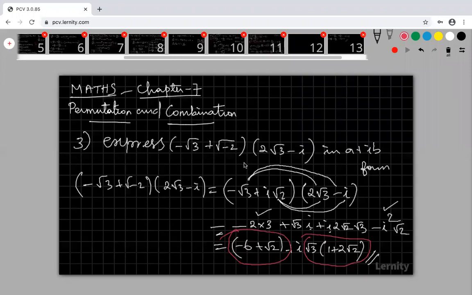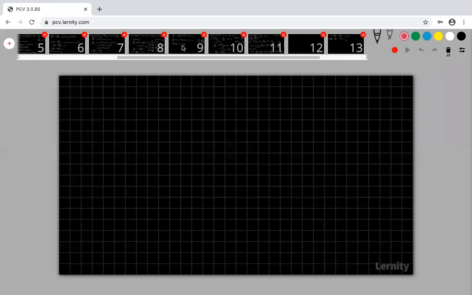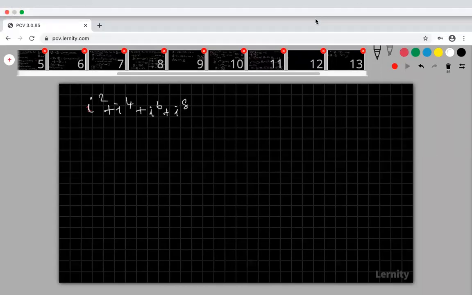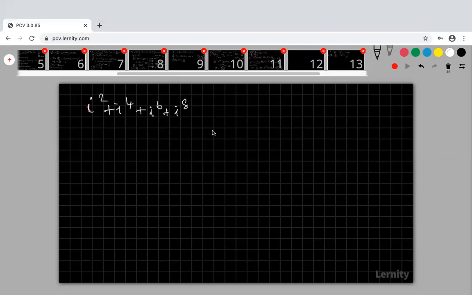Yes, 10 questions. Yesterday I gave 10 questions. Question number 1, minus 1 is the answer. Come to the first question: what is the value of i square plus i power 4 plus i power 6 plus i power 8, etc., up to 2n plus 1 terms?